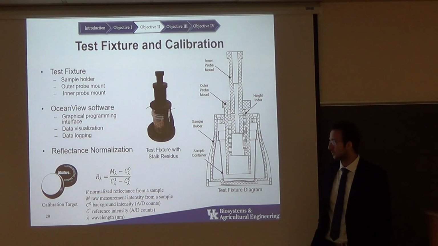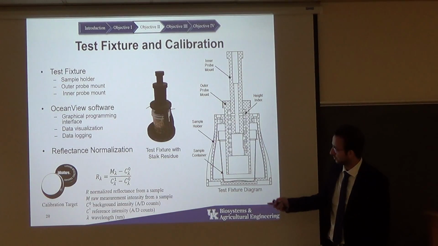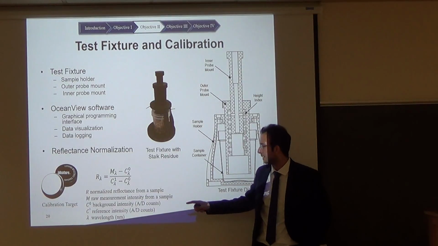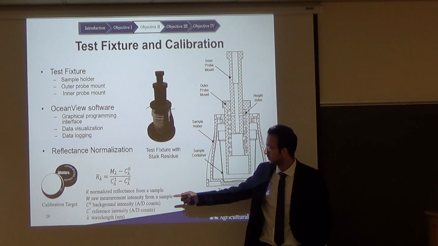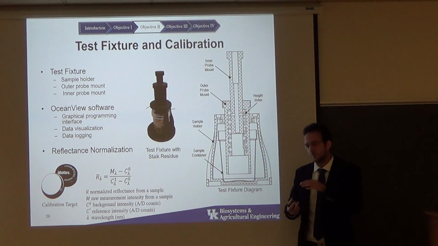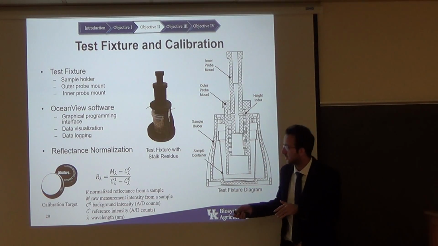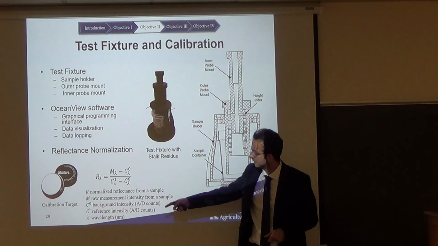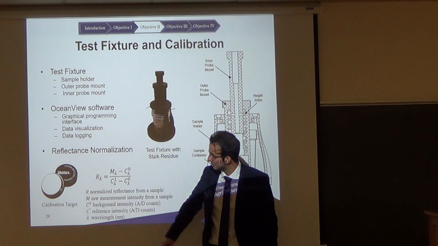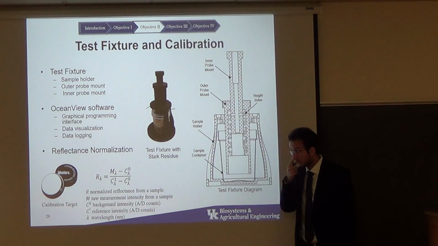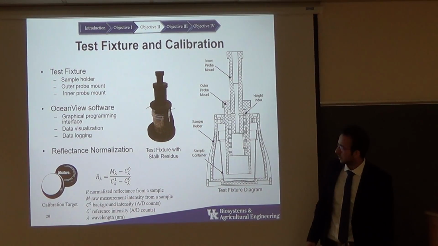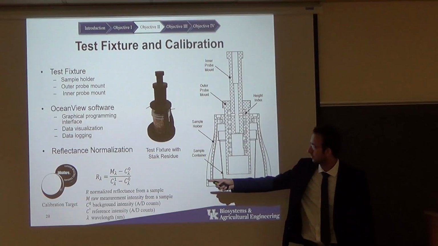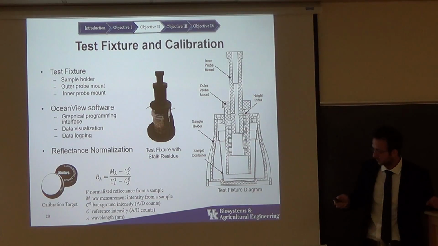And the reflectance value was normalized using this equation. M is the raw measurement intensity from the target. C0 is the background when the light source is blocked, and C1 is the reference intensity, measured with a calibration target provided by the spectrometer's manufacturer. For different wavelengths we can have a normalized reflectance value.